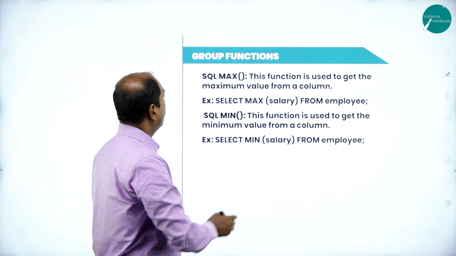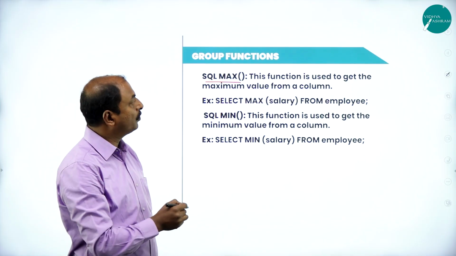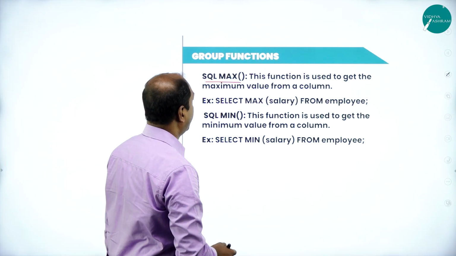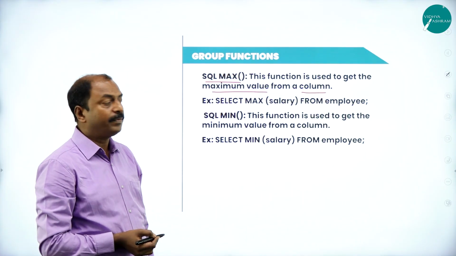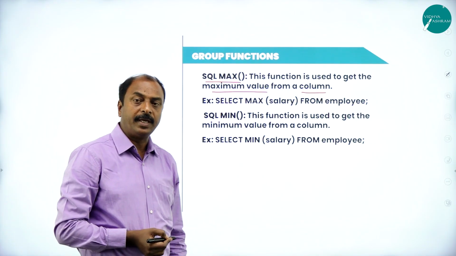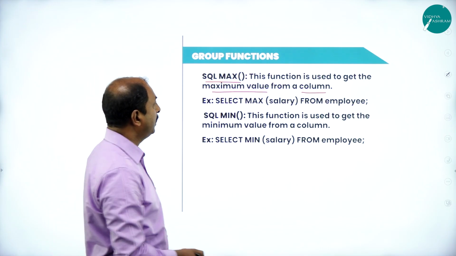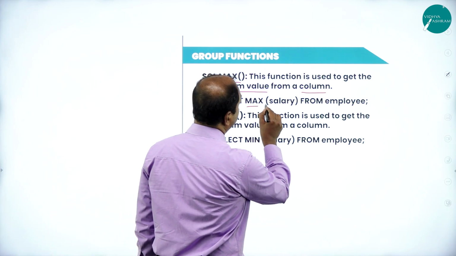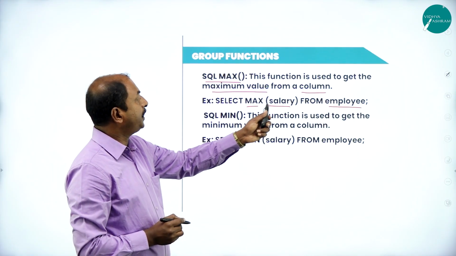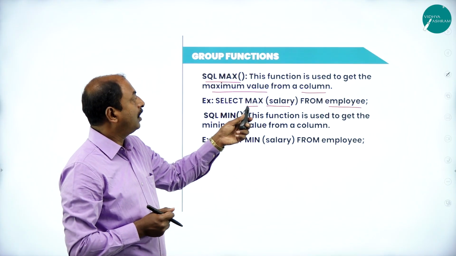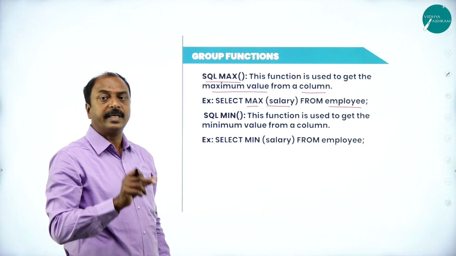Next command is maximum. The SQL maximum function is a group function used to get the maximum value from a column. So it is column level: we are going to display the maximum value of a particular column in a table. For example, select maximum salary from employee. Employee is the name of the table, and it is going to fetch the maximum salary in the salary column.